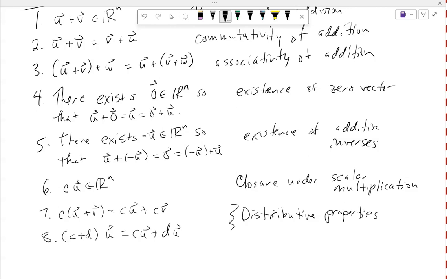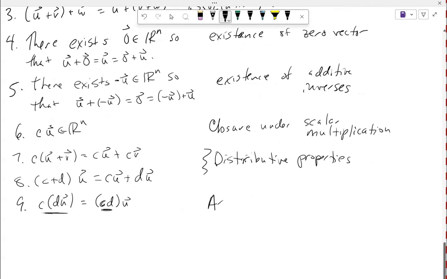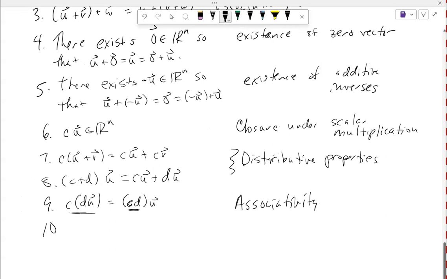Finally, I'm out of time, I'm sure. This one is your associativity property. Again, like your addition one, this one here is regular old real number multiplication. This is your scalar multiplication in two spots. Okay? This is right, associativity there. And the last part is that 1 times a vector is just its vector.